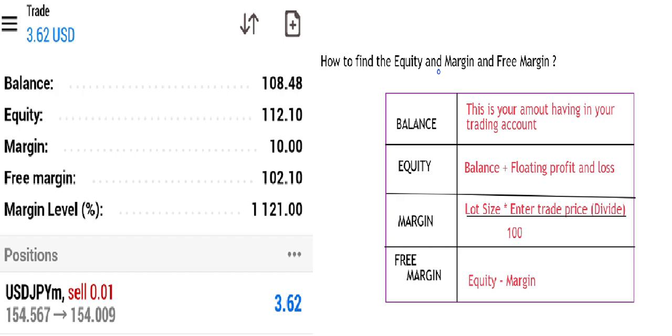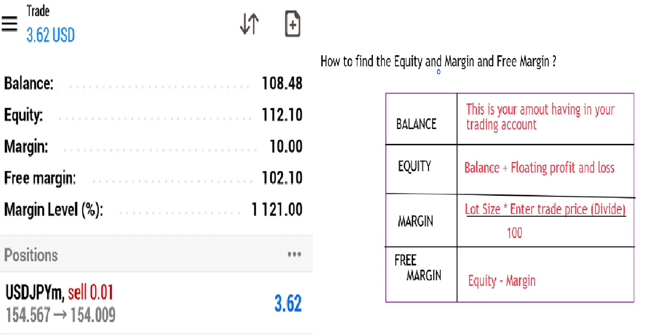I will show how to find equity, margin and free margin. In this application I am using MetaTrader 5 for placing my order. Okay, I will give an example. First, the balance: the amount you have in your trading account is called the balance.